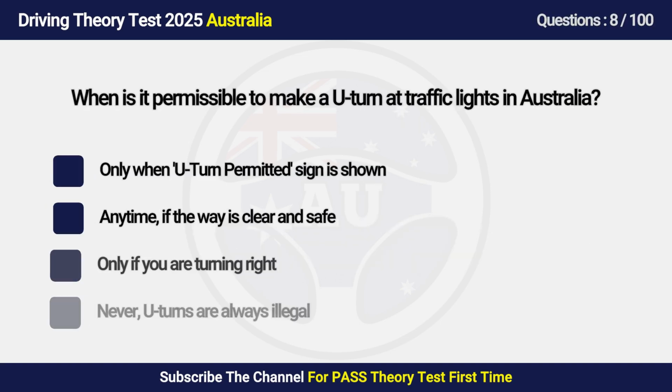Question 8. When is it permissible to make a U-turn at traffic lights in Australia? A. Only when permitted sign is shown. B. Anytime if the way is clear and safe. C. Only if you are turning right. D. Never. U-turns are always illegal.